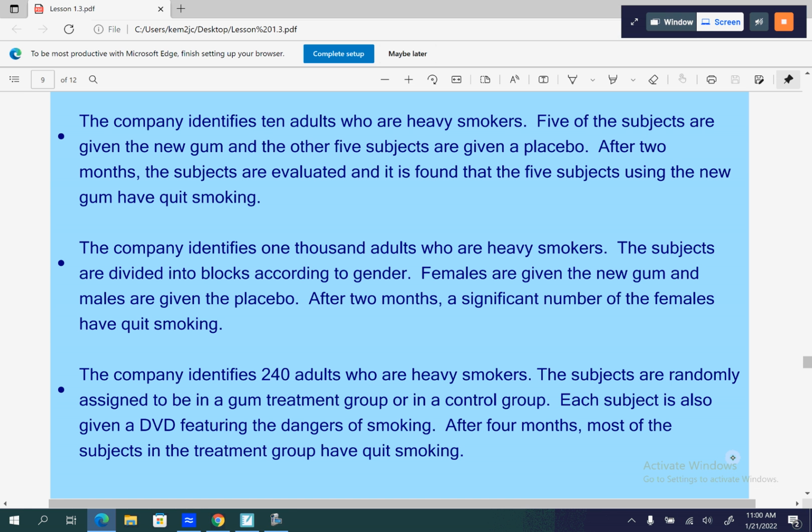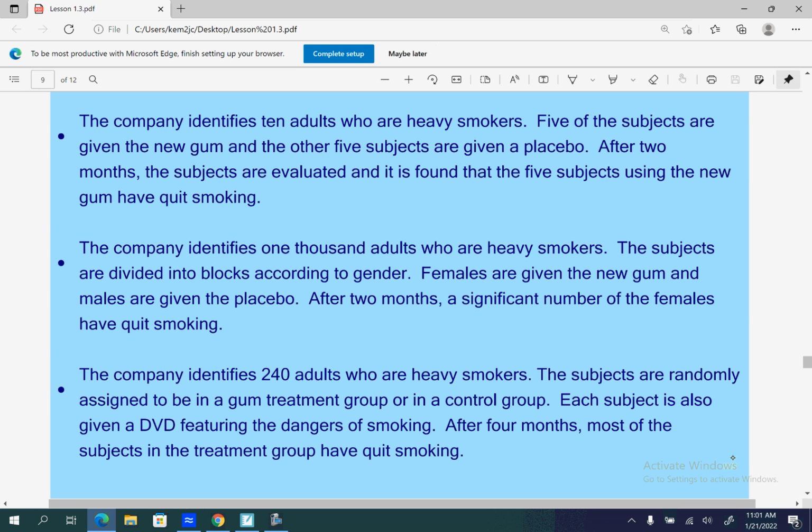Ready? Discuss. Okay, so in the first one, 10 people, 5 are given the gum, 5 are given the placebo. After 2 months, the 5 that had the gum quit smoking. What's wrong with that? 10 is too small. It could have been completely coincidence that those 5 people were motivated to quit smoking.